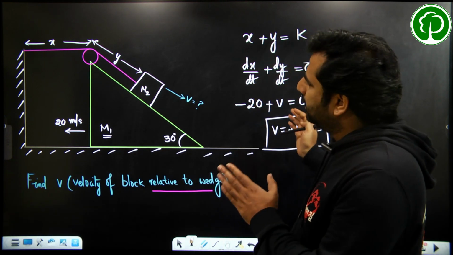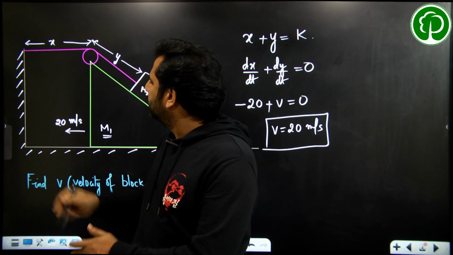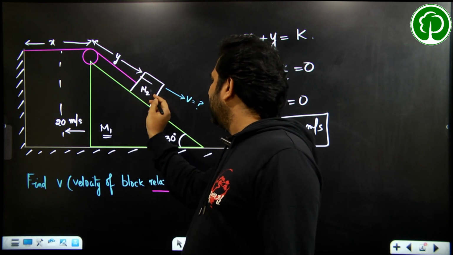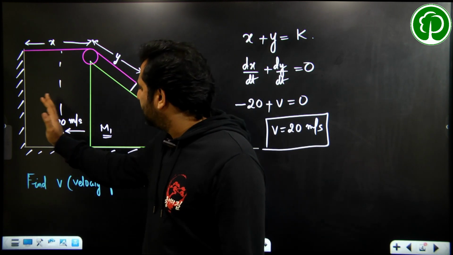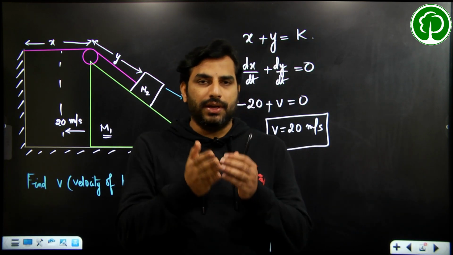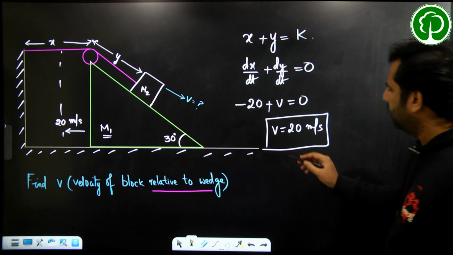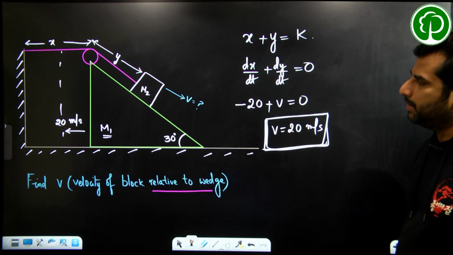You don't even have to do this in this question, because if the wedge moves towards left by 1 meter, suppose the wedge is here, 1 meter of string is released and 1 meter is given to m2 with respect to the wedge. So if the velocity of the wedge is v towards left, then the velocity of the block with respect to the wedge will be v downwards. In that way we get the velocity of the block with respect to the wedge as 20 meter per second.